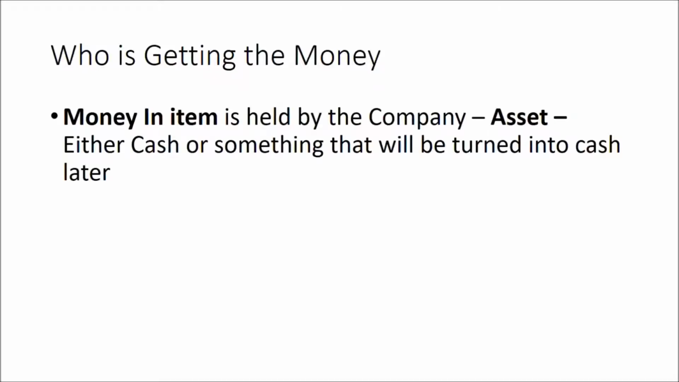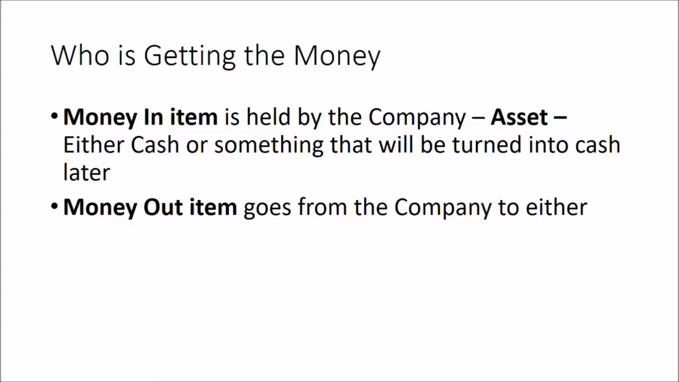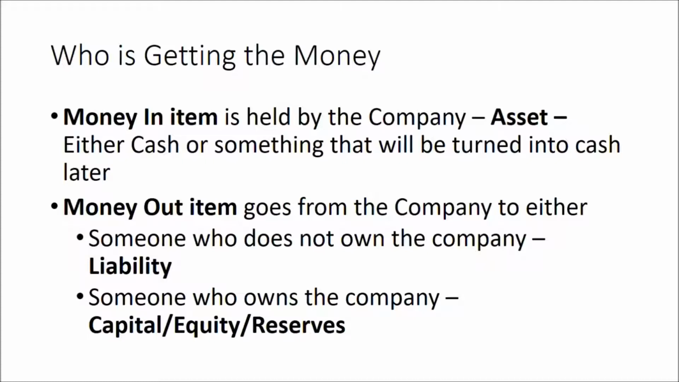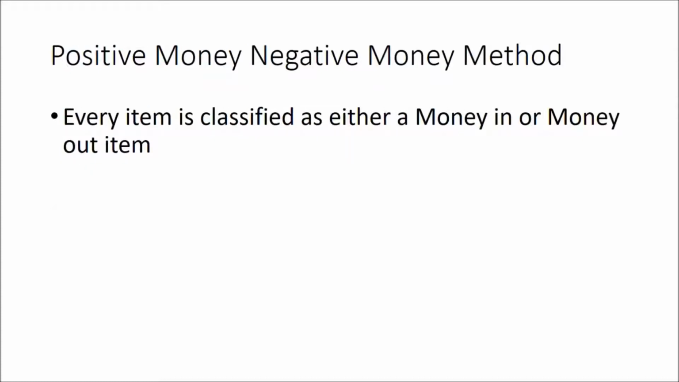So, Thomas, I'm sure now you've already started to give names to these positive money and negative money items. So who's getting this money though? A money in item is held by the company, and that's called an asset. And an asset is either cash or something that will be turned into cash later on. A money out item goes from the company either to someone who does not own the company, and they're called liabilities. Alternatively, it's going to somebody who owns the company, and some people call them equity, some people call them capital, and some people call that reserves. So every item is classified as a money in or a money out item, either classified as assets or liability or equity.